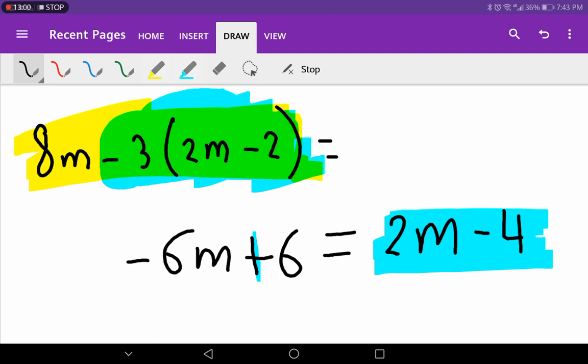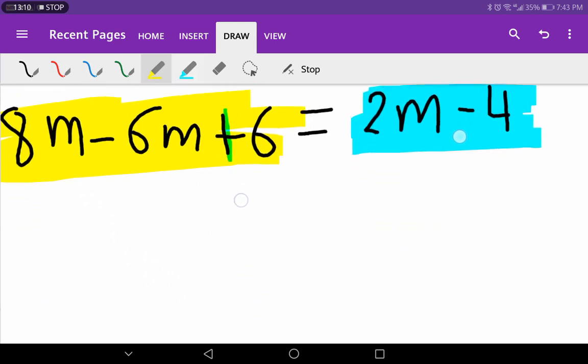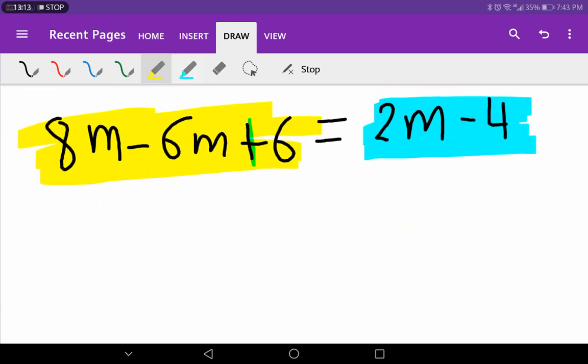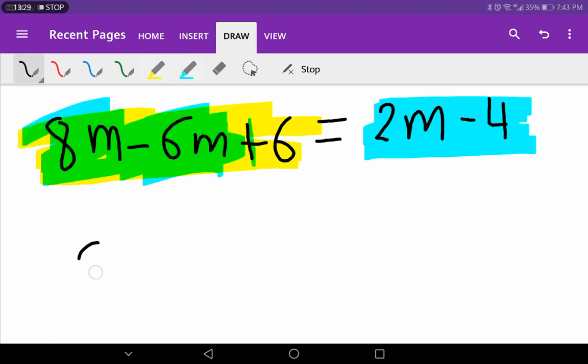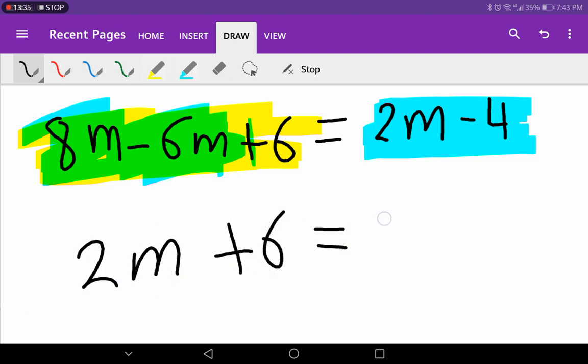I hope so. What about the 8m, teacher? Drop it. You see, it is beautiful now, and this will be the left side. Are you happy? I hope so. Now, in both sides we have m, but in the left side I have like terms. I can combine them, as you see here, 8m with the negative 6m. It will be 2m, and I drop the positive 6 equal 2m negative 4.